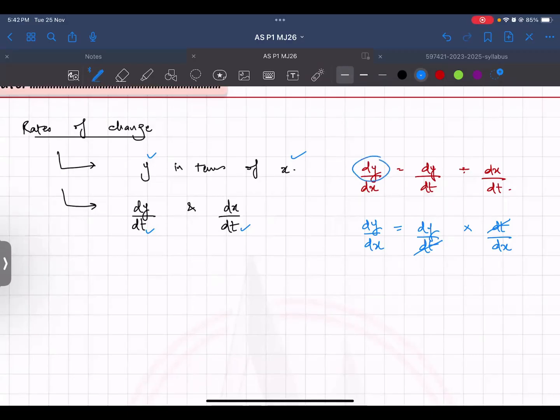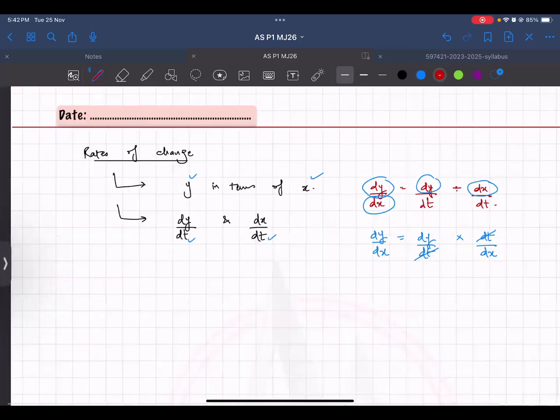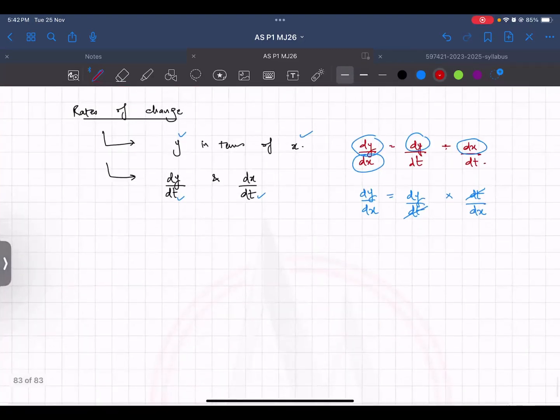So your dy is the numerator of the first fraction, and dx is the numerator of the second fraction. Between them it is division, and they are divided by the small change in the other, the third variable. It's not necessary that you will have time, it can be anything else as well, but 95% of the time, you will have this third variable, which is time.